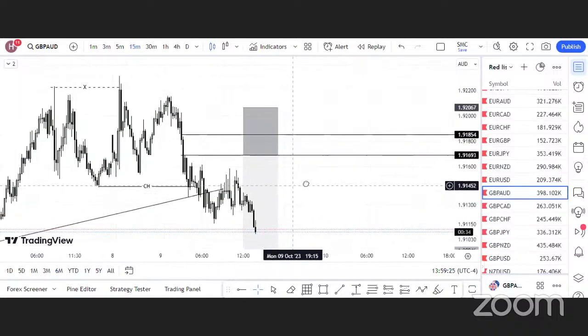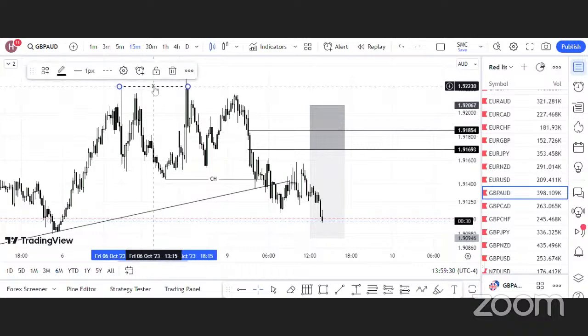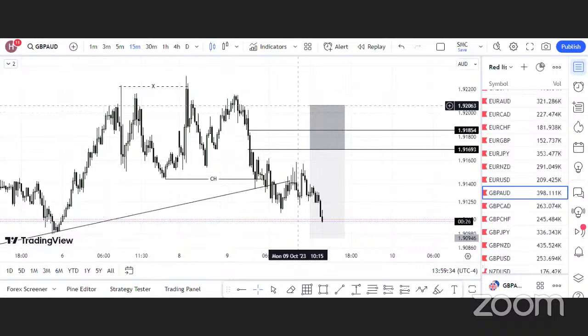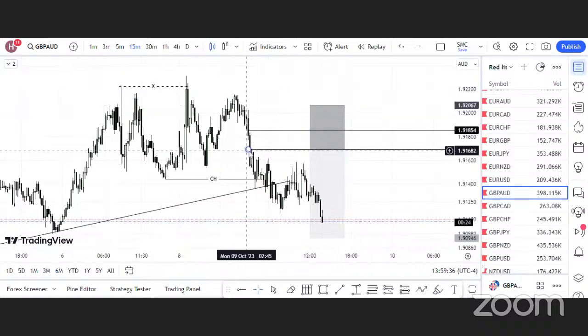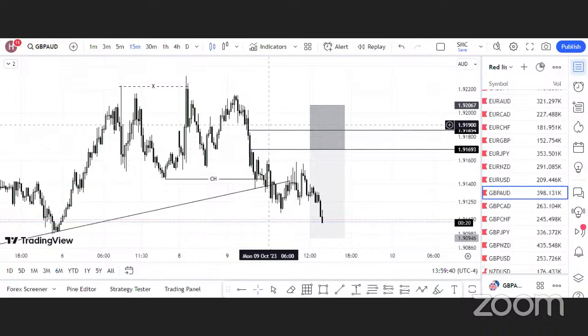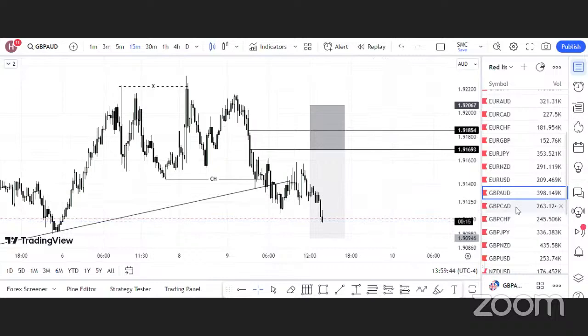Oh, this trade got triggered, right? You see, this is why I hate setting a sell limit. Because most of the time you just set a sell limit and the market will not get to your sell entry. It will just start going the other way. But no worries, we'll get another one.